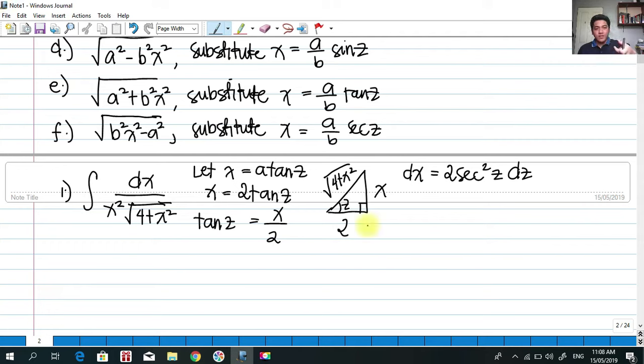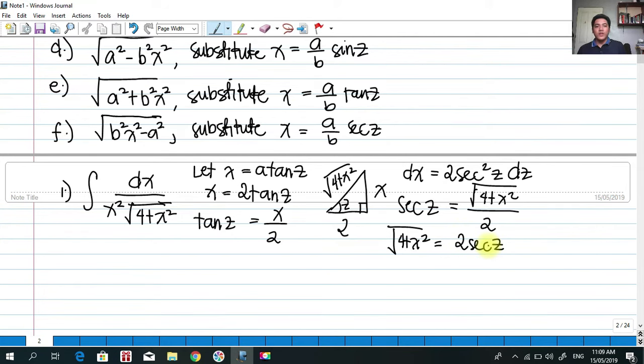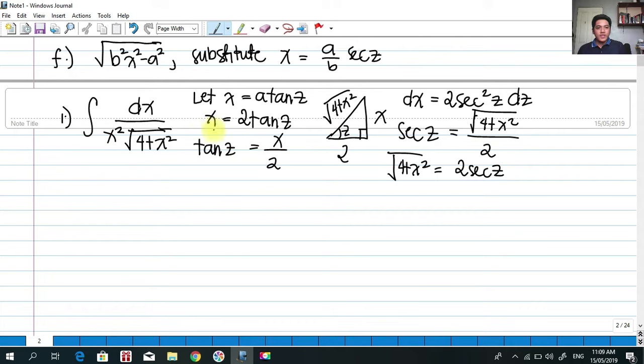If we reciprocate that, instead of adjacent over hypotenuse for cosine, secant z will now be hypotenuse over adjacent. So the hypotenuse is the square root of 4 plus x squared, over 2. And the square root of 4 plus x squared, which is what we are after to make a substitution, is 2 secant z. We're done here. So we have the x, we have the dx, and we have the square root of 4 plus x squared. So we can substitute them into our integral now.